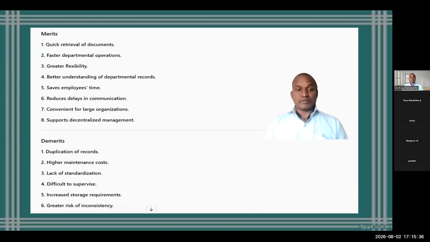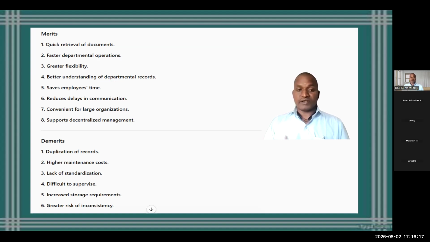Then, what are the merits and demerits? Quick retrieval, because every department follows its own files in its own place only. So, quick retrieval, faster departmental operation, greater flexibility. Whenever they need, they can change. These files may be placed here, those files may be placed there, depending on their convenience. They can change their location, arrangement, indexing and so on.